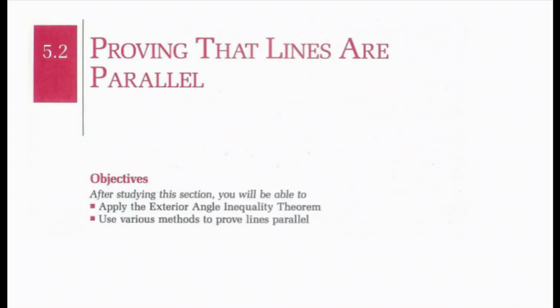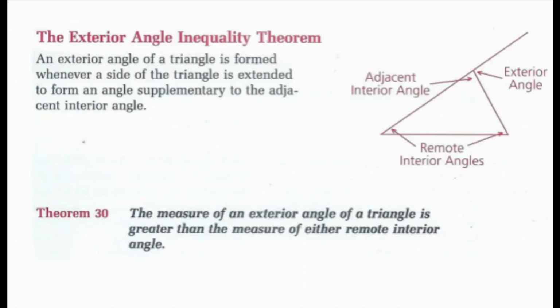After studying this section, you'll be able to apply the exterior angle inequality theorem and use various methods to prove that lines are parallel. First, looking at the exterior angle inequality theorem, we know an exterior angle of a triangle is formed whenever we extend a side of a triangle to form an angle supplementary to the adjacent interior angle, like this. So I have my exterior angle on the outside, and then my adjacent interior angle on the inside.